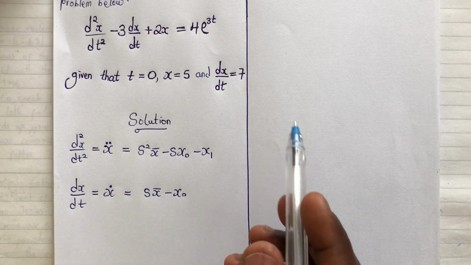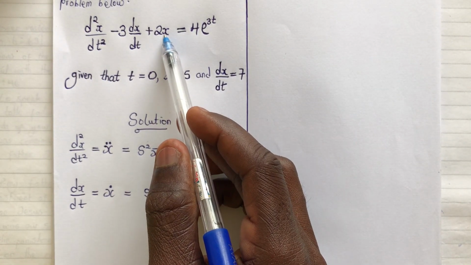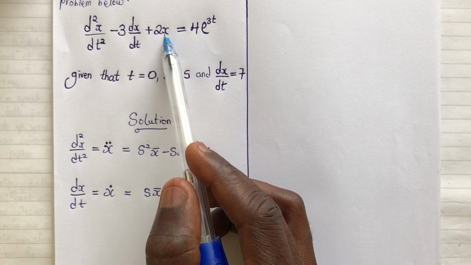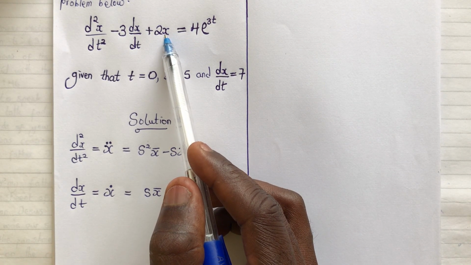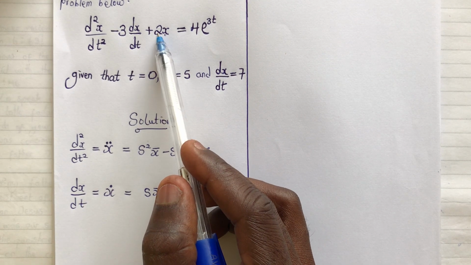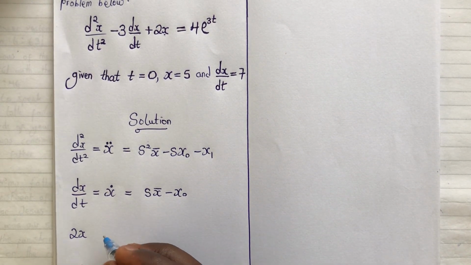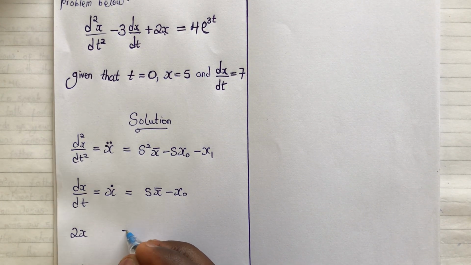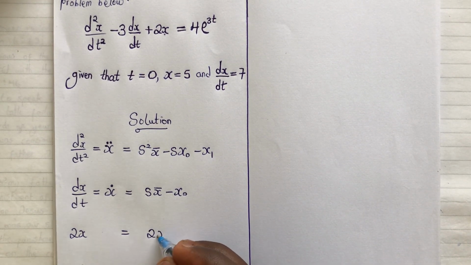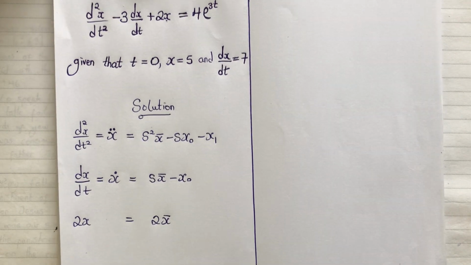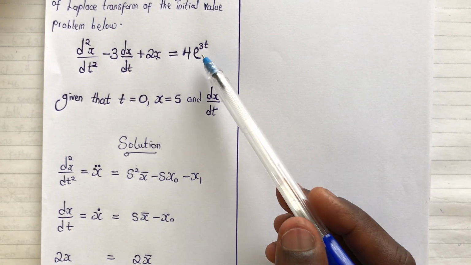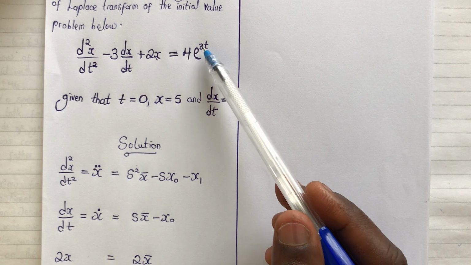All right, so let's move on to this side. What is the Laplace transform of the variable x? It is the same as x bar. 2 is a constant, so we can repeat it. So here we have 2x. When we convert to Laplace transform, the result is 2 times x bar. Then we move on to the exponential function e to the 3t.